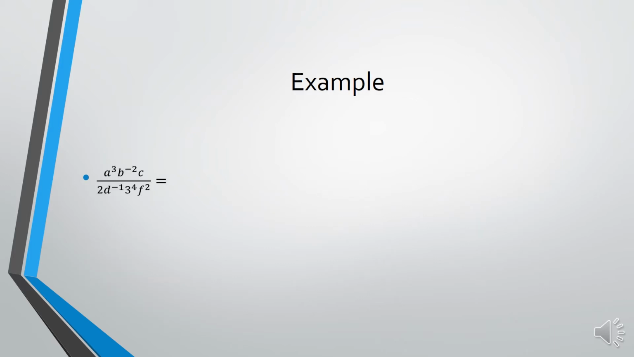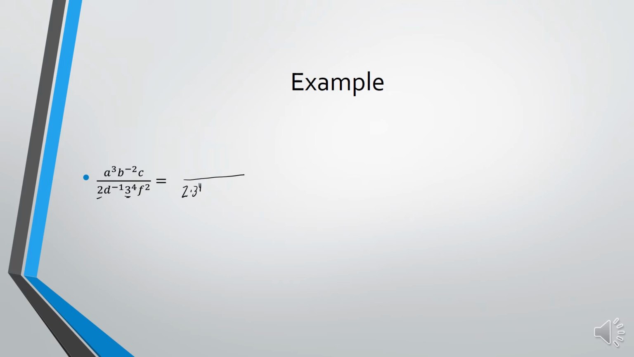So our first example here, I have a cubed b to the negative 2, c to the 2 times d to the negative 1, over 3 to the 4th, f squared. So let's see if we can simplify this. So I'm going to start with my coefficients. So I have a 3 to the 4th and a 2 here. So those are going to remain on the bottom. So 2 times 3 to the 4th.